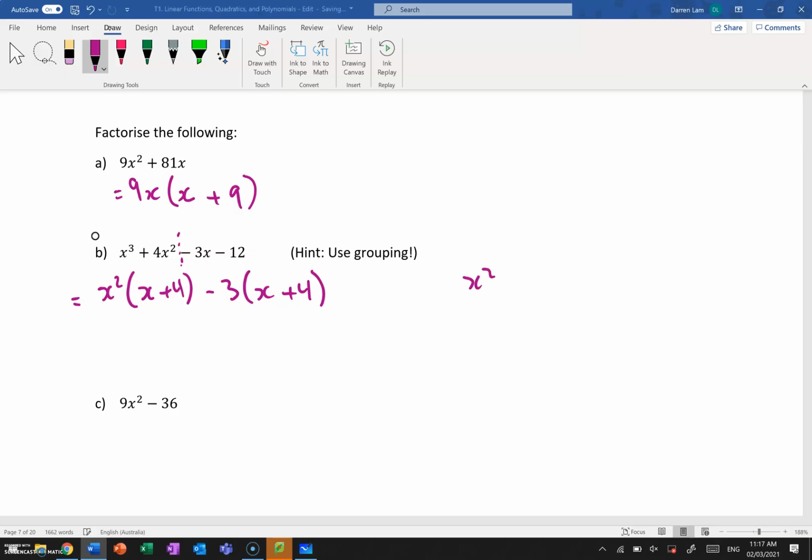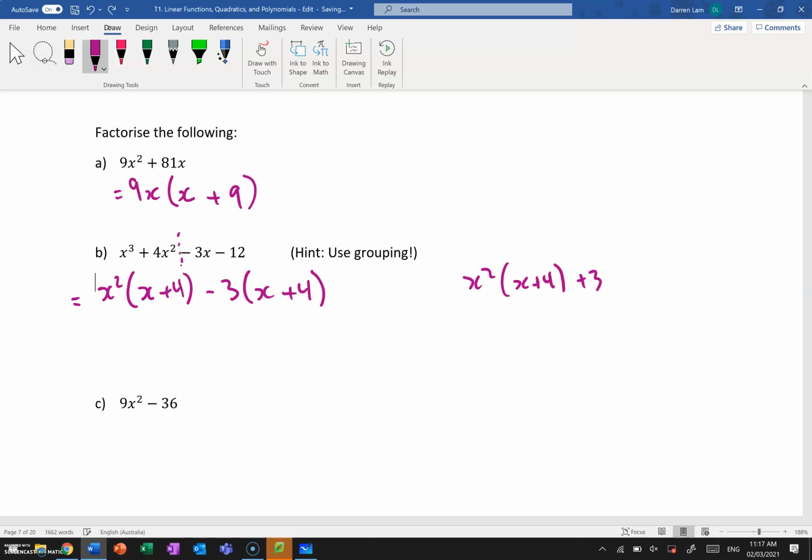So I had x squared bracket x plus 4. If I take out positive 3, this would be negative x, and then this one would give me negative 4. And in that case, these are not the same, right? So that's not what we want. We want them to be the same. So I'm going to get rid of that.